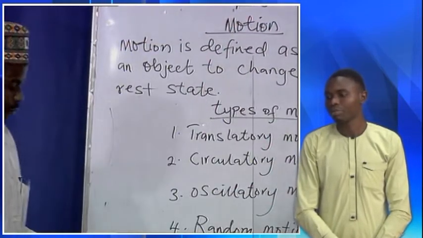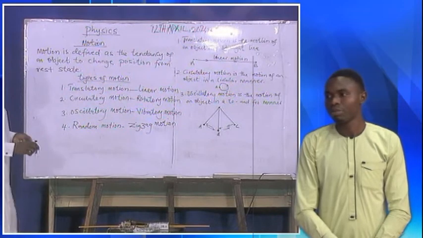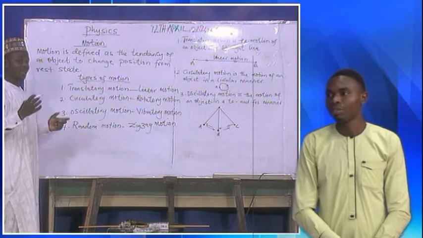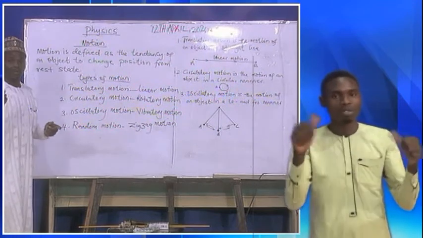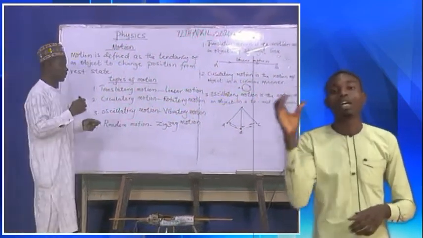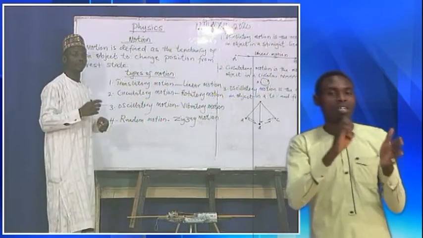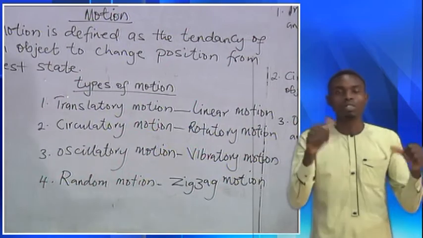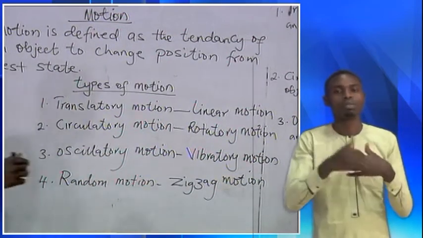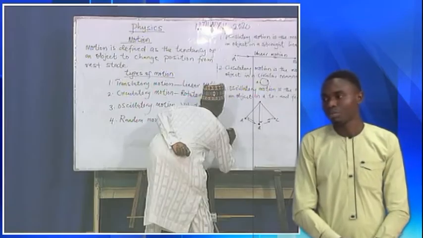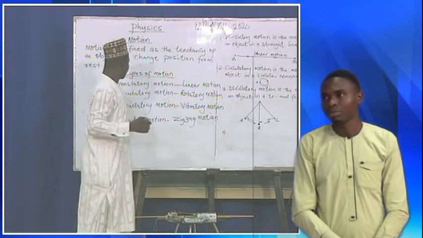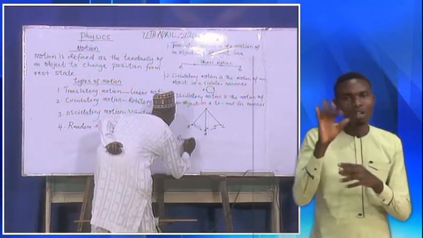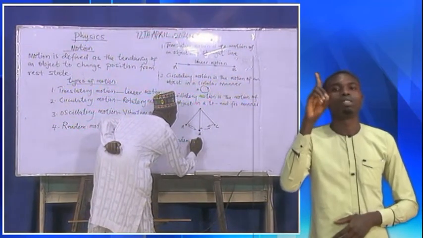So the fourth and the last one. Viewers at home, you can check out many other examples of oscillatory motion and all other types of motion. You can think about them at home in our day-to-day activities. Then number 4 is the random motion.